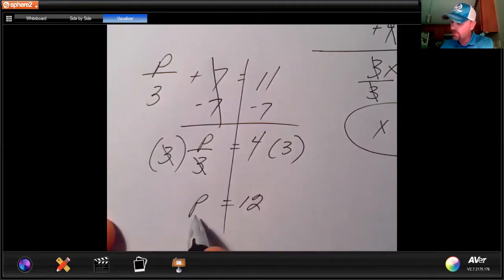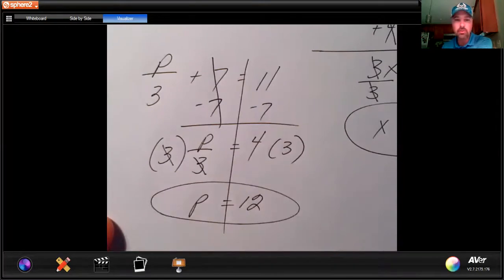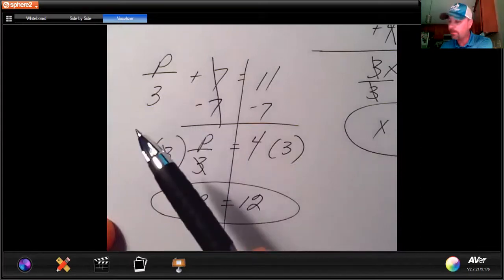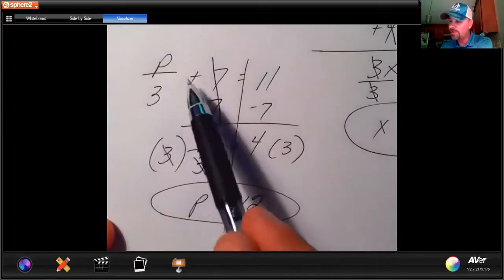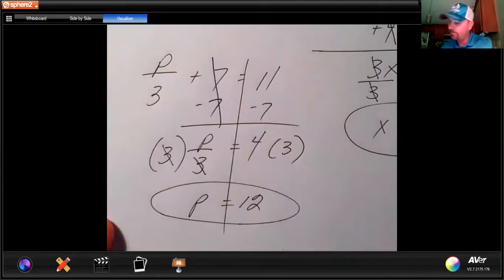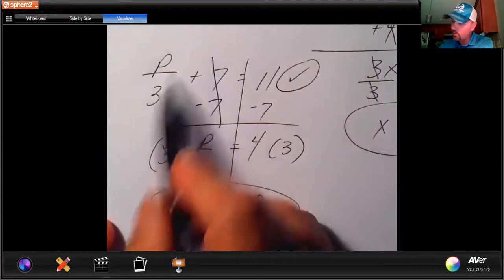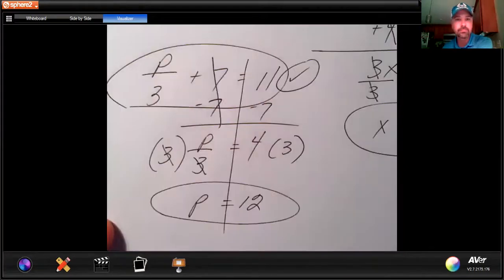Our variable is isolated, so we have come up with a value for P. Now we need to go back and check our work. If P is 12, 12 divided by 3 is 4, and 4 plus 7 is equal to 11. So when I plug 12 in for P and run it through this equation, it makes a true statement. So I found the correct number for P.